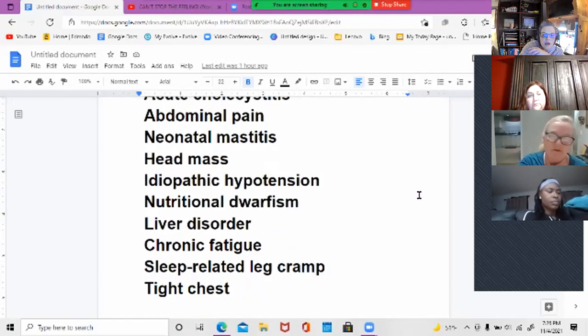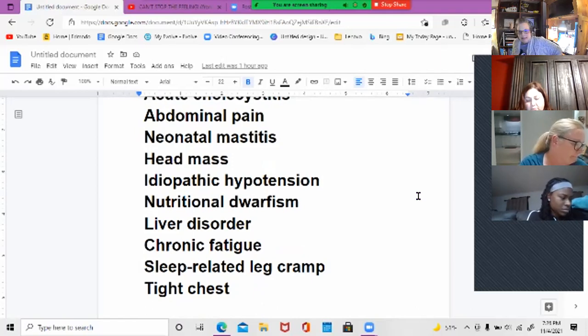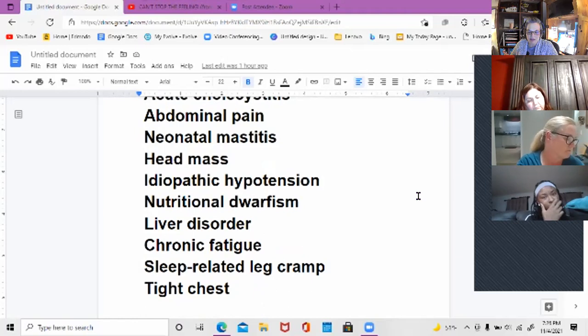Okay. I wouldn't think that malnutrition would cause that. I didn't know that. I didn't either. I do know that smoking while pregnant can cause small stature, but I didn't know that nutrition could play a part in that too. Okay, so liver disorder.